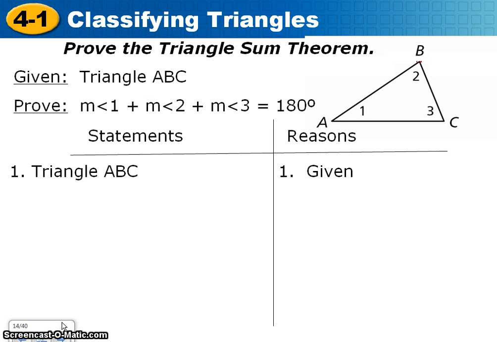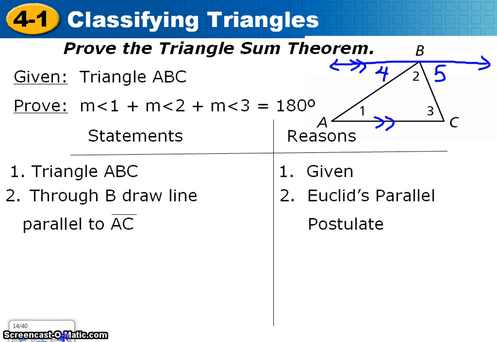So here goes the proof. Once I take my diagram with triangle ABC here, I want to be able to prove that the measures of 1, 2, and 3 add up to 180 degrees. The only thing I have to start with is the fact that I have a triangle, so I'm going to add in that auxiliary line through point B, parallel to line AC, and my reason for that, as I stated earlier, is Euclid's parallel postulate.